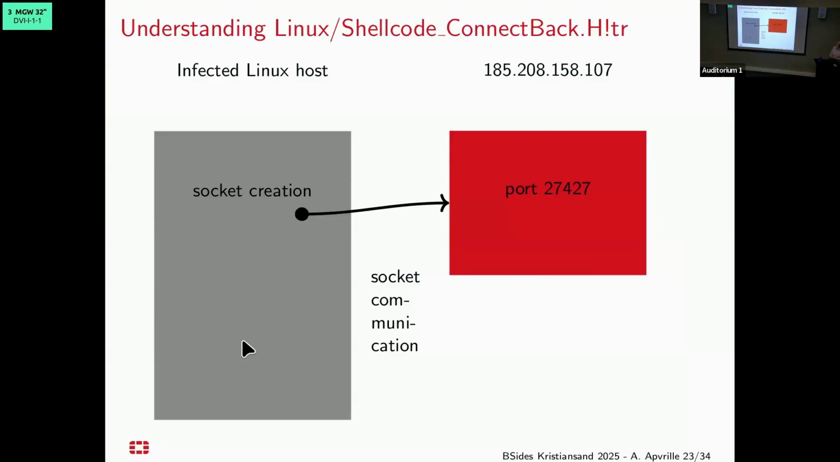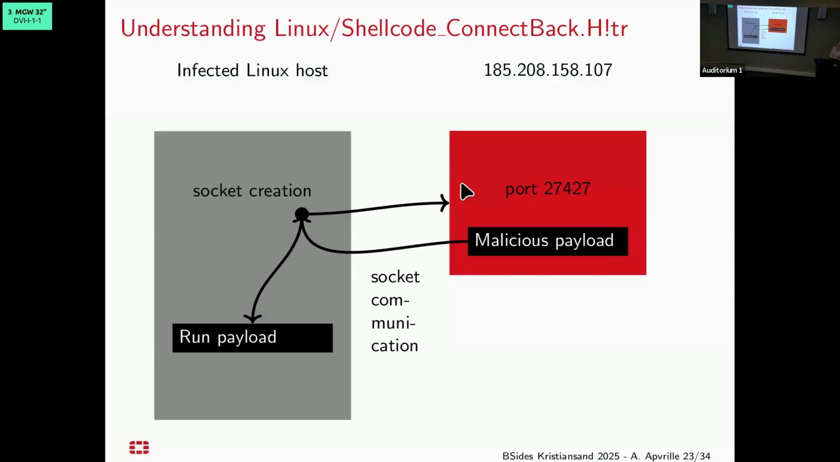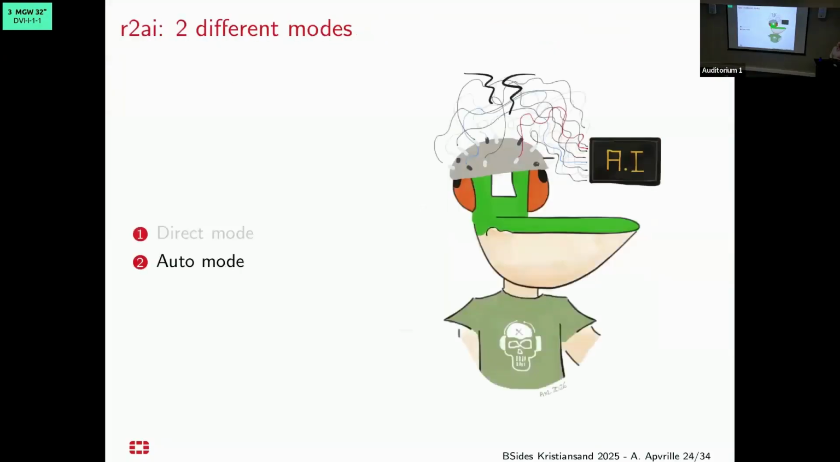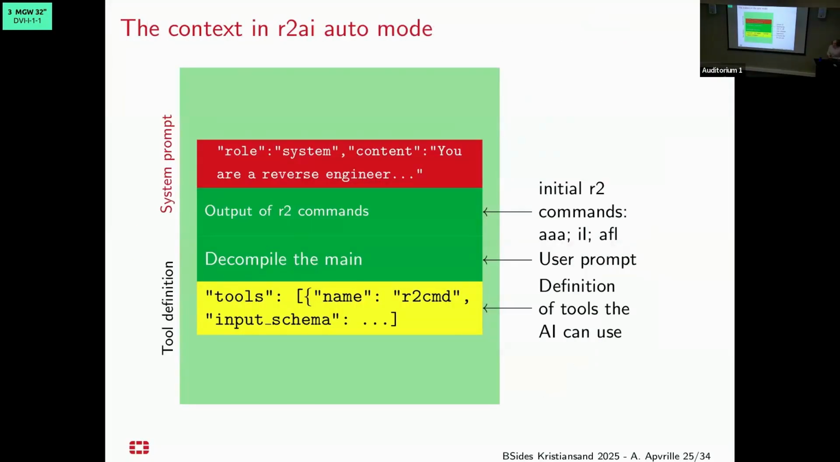So if we recap, we have an infected host, okay? We create a socket to the remote end. It sends a malicious payload, and it executes it. So we got this with the help of the AI, but we had to check a couple of things because everything wasn't totally correct. Now, the automatic mode.